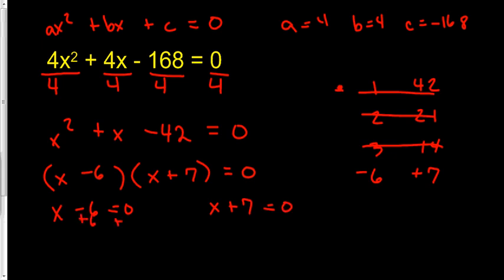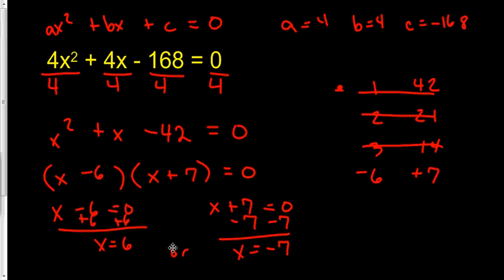So plus 6, yep, x is going to equal 6 for one of the solutions. But you know what? We're going to have two possible solutions, and this happens a lot with quadratic equations. And x is going to equal negative 7. So there's my solutions for this quadratic equation, 6 and negative 7.